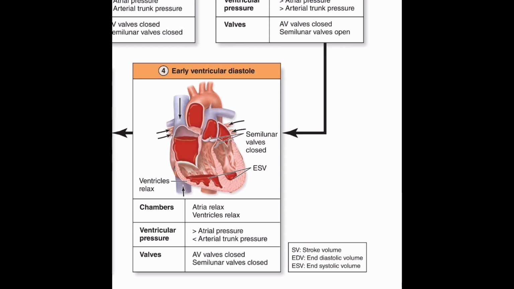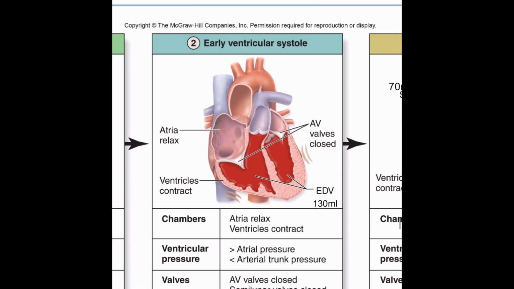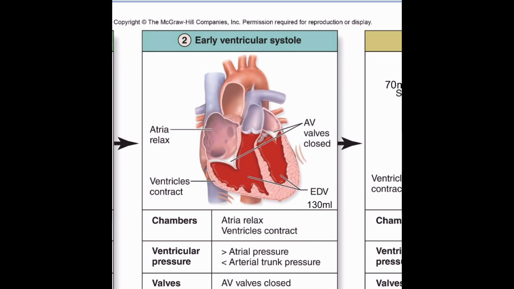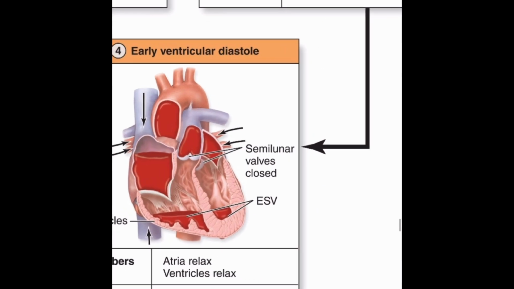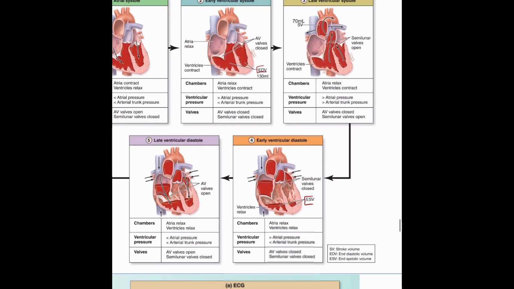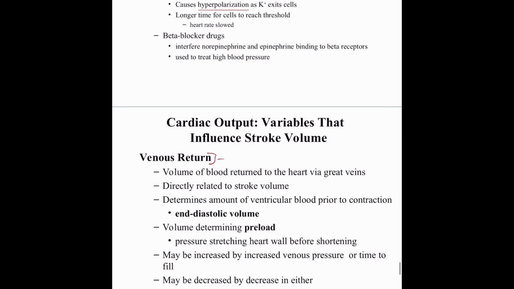And hyperpolarization means that it went past the resting membrane potential, so we're extra negative, so it's harder for it to reach the threshold, right? So it's harder for you to get those fired action potentials because you're further away from the threshold.